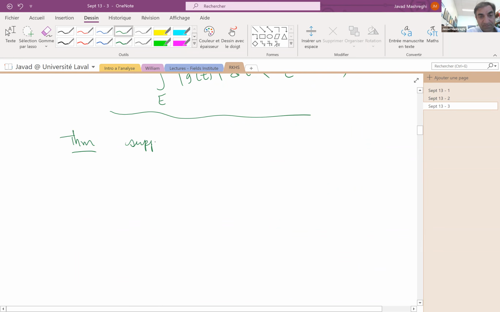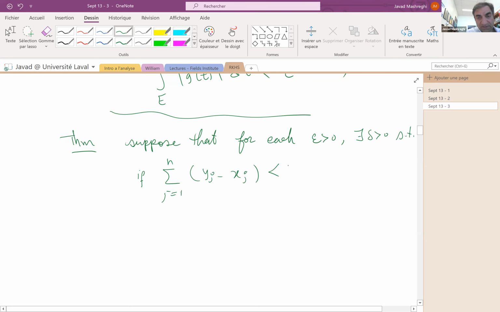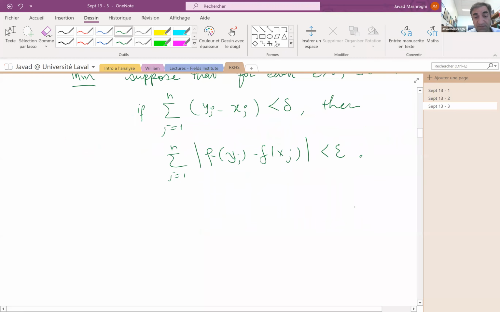Suppose that for each epsilon bigger than 0, there is a delta bigger than 0, such that if the sum of yj minus xj, j from 1 to n is less than delta, then the sum of absolute value of f of yj minus f of xj is less than epsilon. This is our assumption.